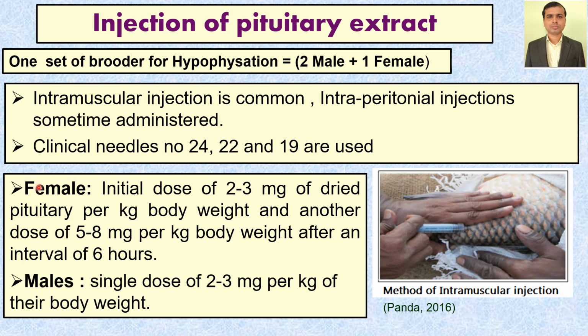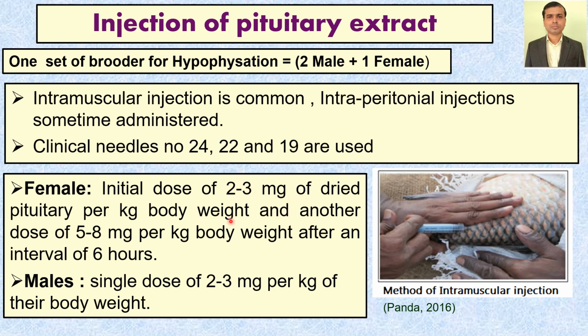The most important step of induced breeding is the selection of the appropriate dose. For females, two doses are usually given. The first is the initial provocative dose, that is 2 to 3 mg of dried pituitary per kg body weight. That means if a breeder is of 1 kg, we have to give 2 mg. For a 2 kg breeder, 4 mg injection, then for a 3 kg breeder, 6 mg injection.